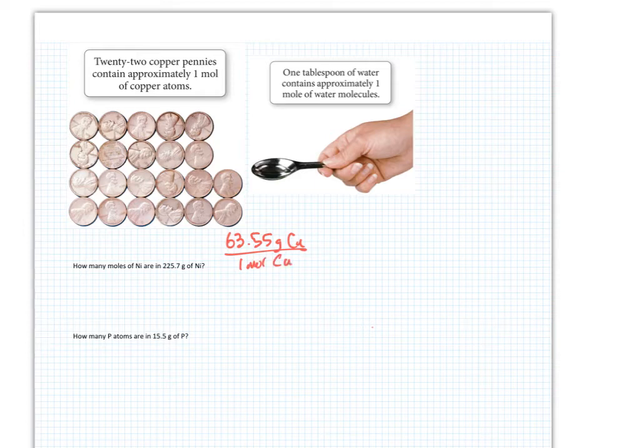Now look, if you know something about pennies, you know, well, that's not all copper. There's really zinc inside of there. Okay, fine. Pretend these are all copper. So that mass, about 63.55 grams of copper, is 1 mole of copper.